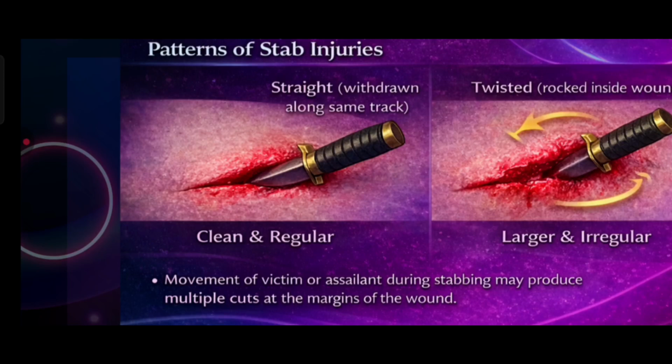Patterns of stab injuries: straight, twisted. Straight: withdrawn along the same tract, clean and regular. Twisted or rocked inside the wound: larger and irregular. Movement of the victim during stabbing may produce multiple cuts at the margin of the wound.